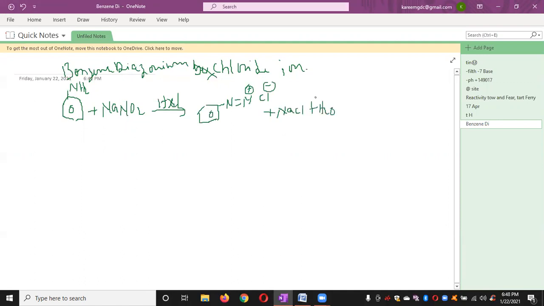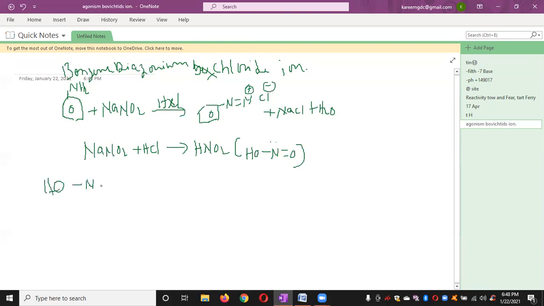Okay, let's see the mechanism. So how does this reaction occur or go on? Initially, NaNO2 reacts with HCl and it is converted to HNO2, nitrous acid. Now I am expanding the structure of nitrous acid. This is nitrous acid. So in the first step, this nitrous acid undergoes protonation.